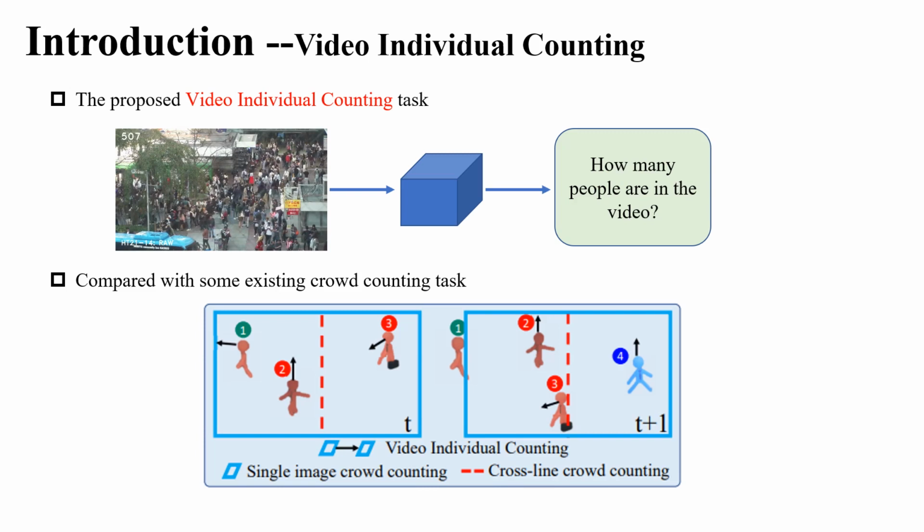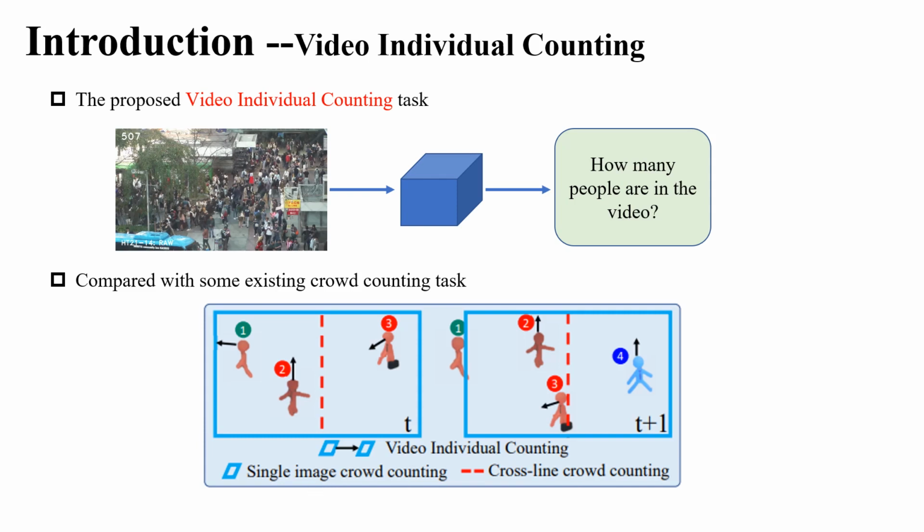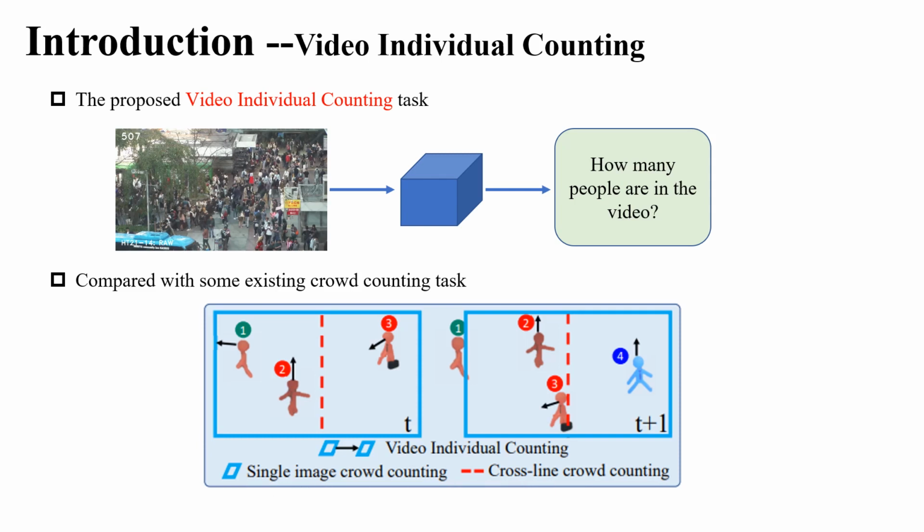certain time point. Cross-line crowd counting techniques estimate the pedestrians in a period of time by setting a proper feature line, which could reflect the crowdedness and the total crowd number in the video to some extent. This work targets a similar but different task, video individual counting, where pedestrians in a whole video with different identities are only counted once.